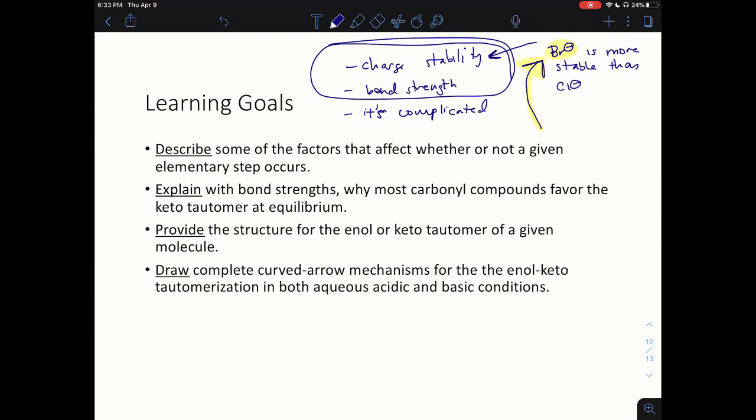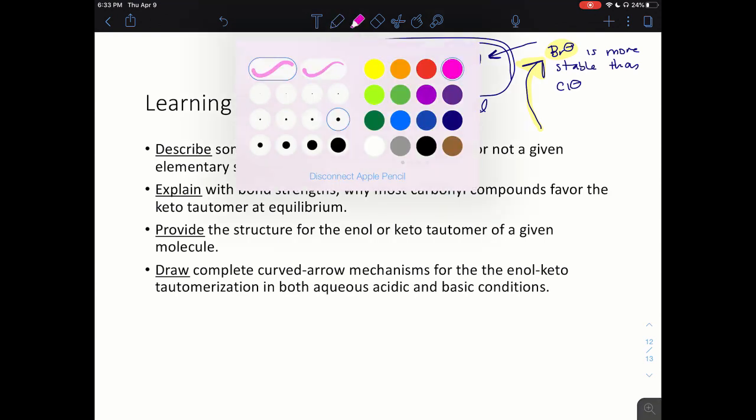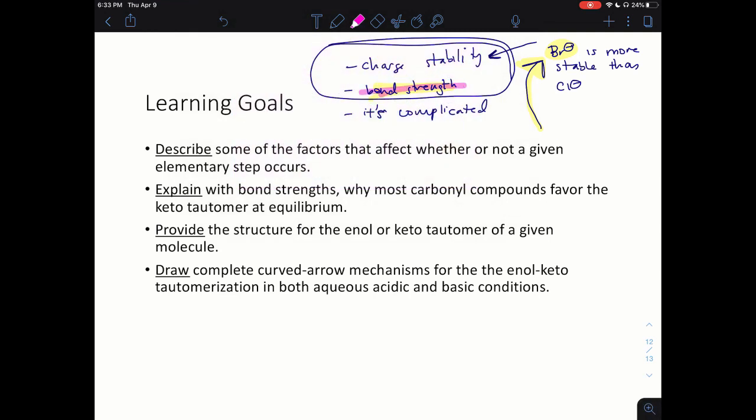So let's explain with bond strengths why certain elementary steps occur. And the one that we looked at this time was two elementary steps, so it's two proton transfer reactions, and it's why carbonyl compounds favor the keto tautomer at equilibrium. So we can do that. We want to provide a structure for the enol or ketone tautomer of a given molecule. We just accomplished that goal.